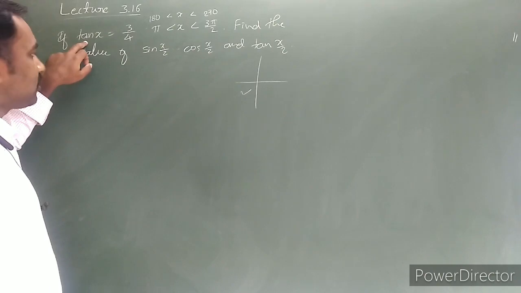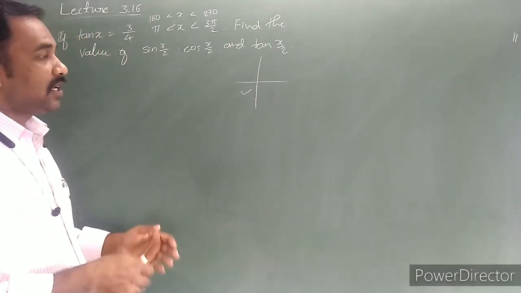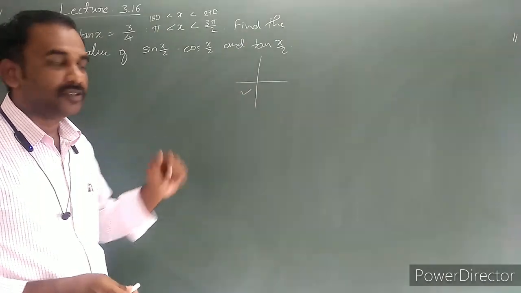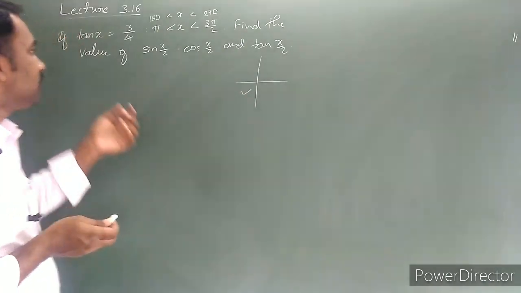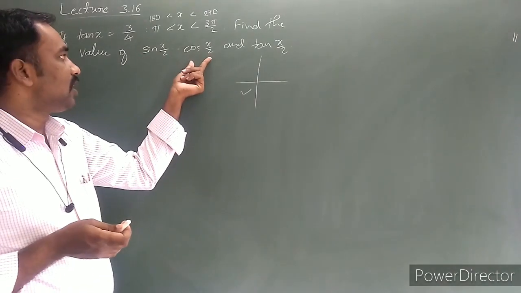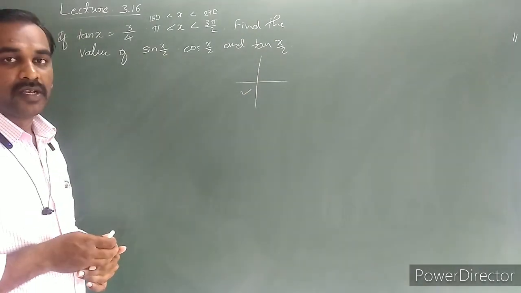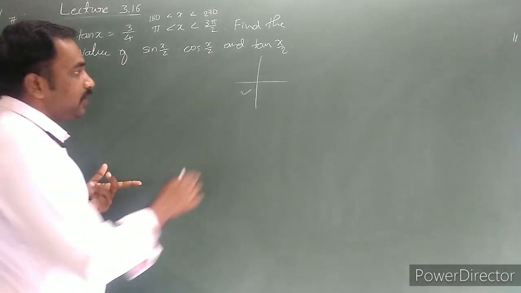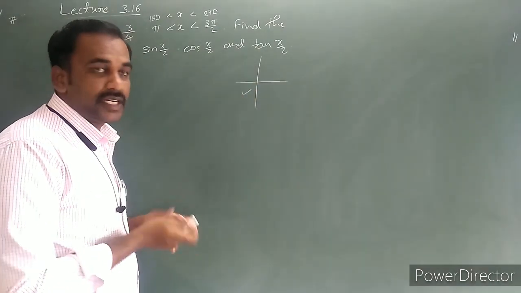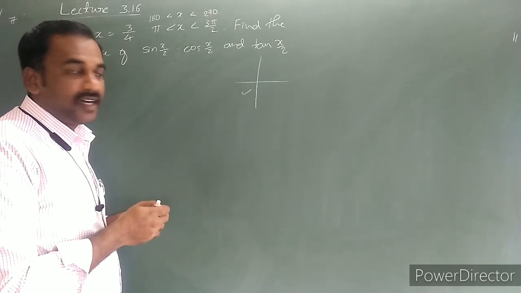In the third quadrant, is tan positive or negative? Tan is positive, and cot is positive. The remaining are all negative. Which values do we need to find? We are required to find the value of sin of x by 2, cos of x by 2 and tan of x by 2. Okay. x belongs to the third quadrant. But sin of x by 2 belongs to which quadrant?